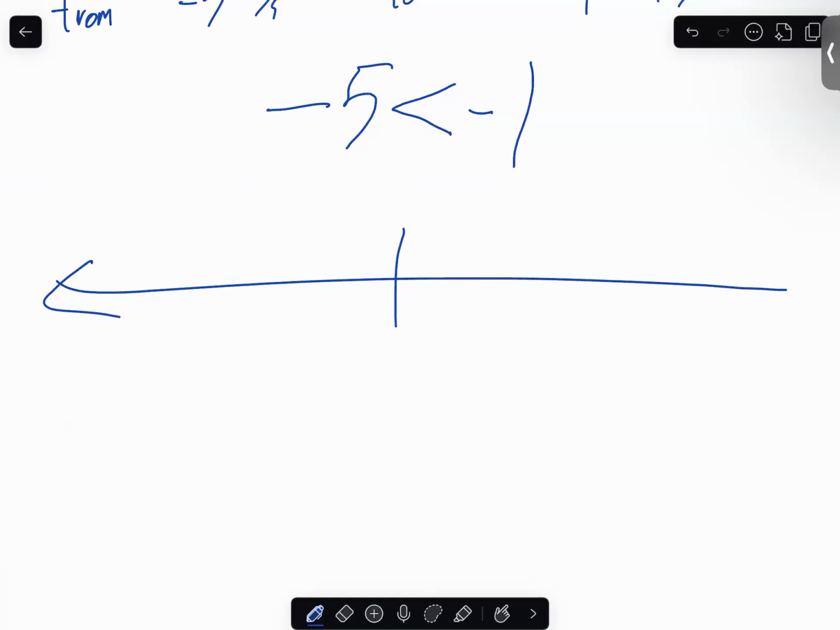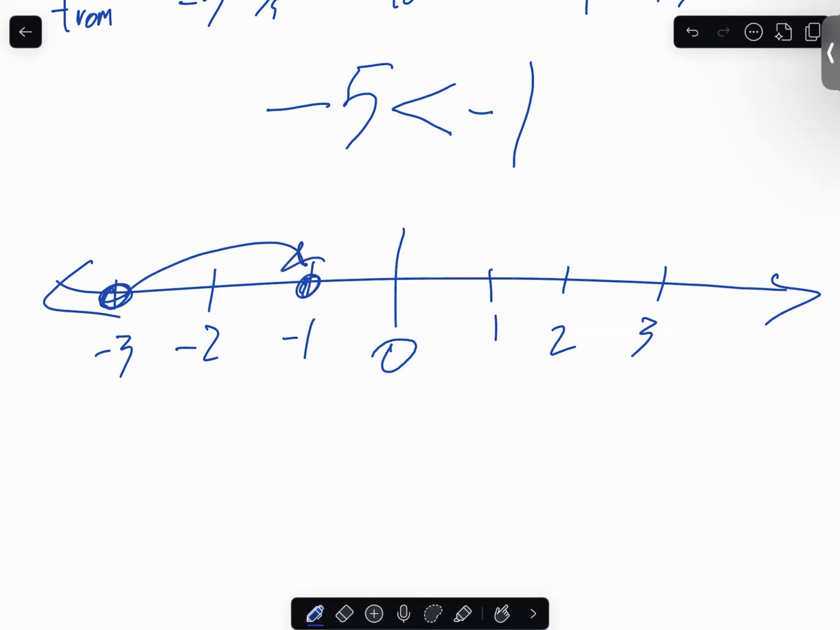Look, here's a number line. 0, 1, 2, 3, -1. I'm not going to draw all of this. If I go from -3 to -1, which direction do I go? I have added a positive number, yeah?